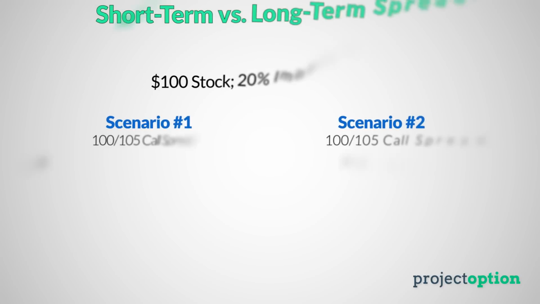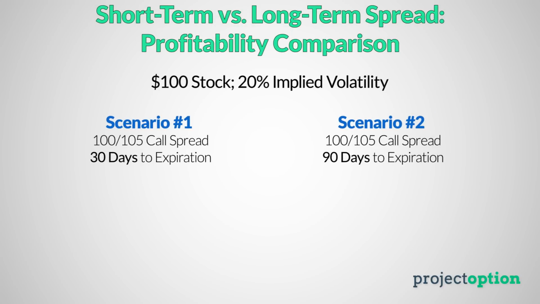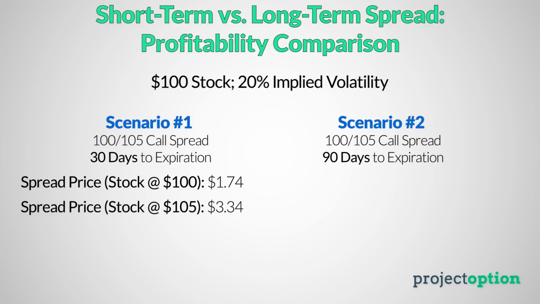On a $100 stock trading with 20% implied volatility, the 100-105 call spread with 30 days until expiration was estimated to be valued at $1.74. If the stock price increased to $105 on that same exact day, the 30-day 100-105 call spread is estimated to be worth $3.34, which is a $1.60 increase from the initial purchase price of $1.74.